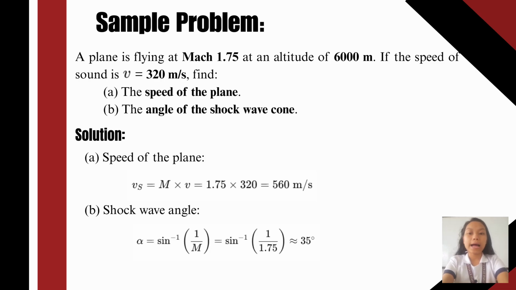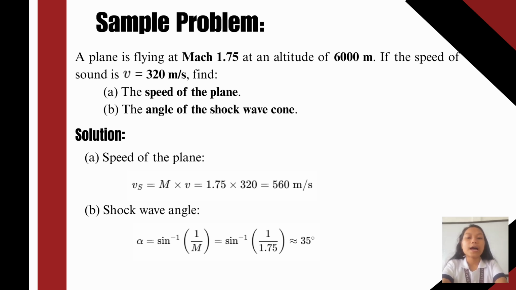So to wrap things up, I'll be walking you through a sample problem that demonstrates the physics behind supersonic flight. So first, let's look at this problem. A plane is flying at Mach 1.75 where the speed of sound is 320 meters per second. So to find the plane's speed, we multiply the Mach number by the speed of sound. This gives us 560 meters per second.